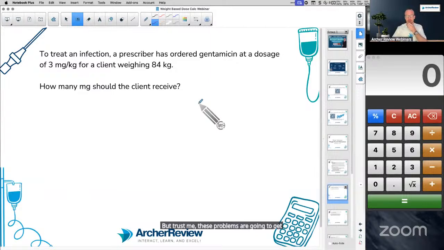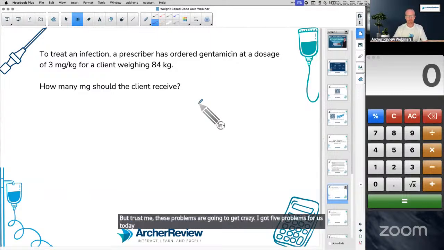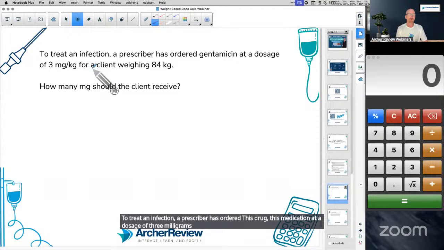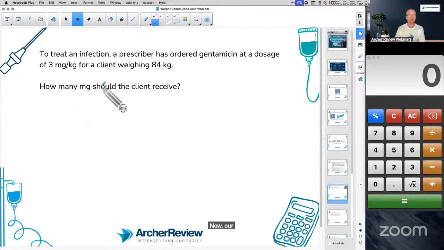I got 5 problems for us today. Here's our first one. To treat an infection, a prescriber has ordered this medication at a dosage of 3 milligrams per kilogram for a client weighing 84 kilograms. Now, our question is, how many milligrams should the client receive?